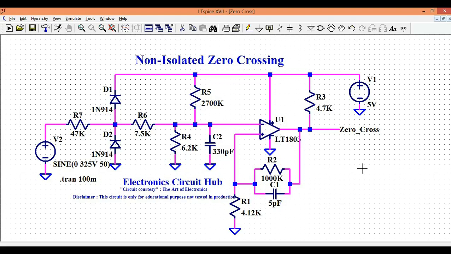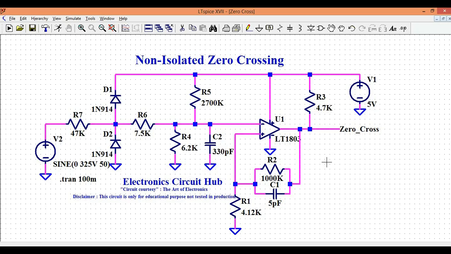So today we are going to understand the simulation of a zero crossing circuit, how you're going to simulate or sense the zero crossing of your sine wave. Let us first understand the circuit flow, and later I'll run the simulation and show you how you're going to simulate this non-isolated zero crossing.